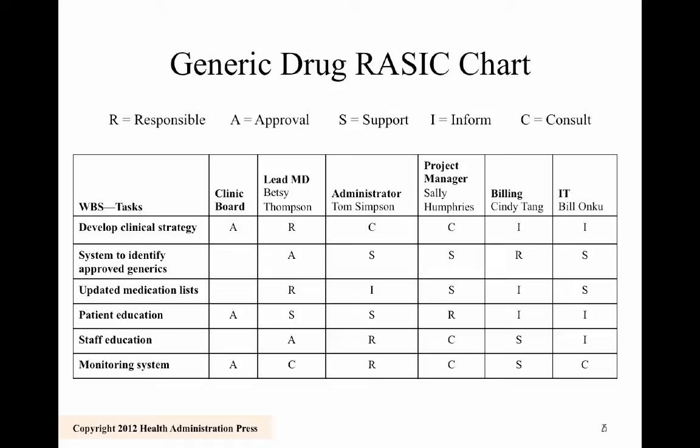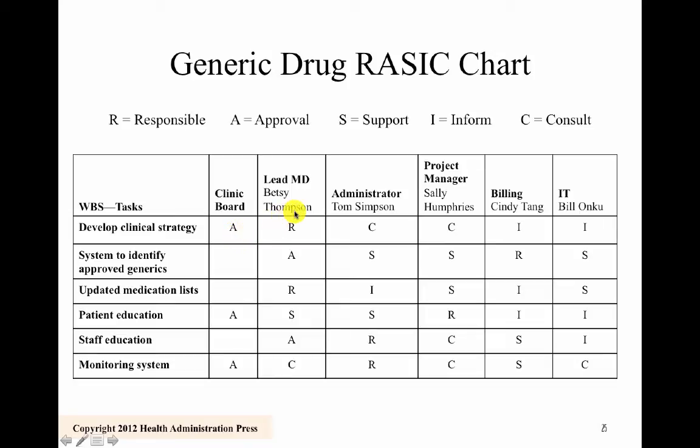Here's a RASIC chart that shows who's responsible. The R is responsible, A is approval, S is support, I is inform, and C is consult. What that means is that you have each task, and we said there were 6, so all 6 are listed here. Okay, and then you have the responsible parties, or the parties involved. We said this was our team, right? Here was our team, those were listed. And so the clinical board, they are the approval authority for these 3 things. That's their role.